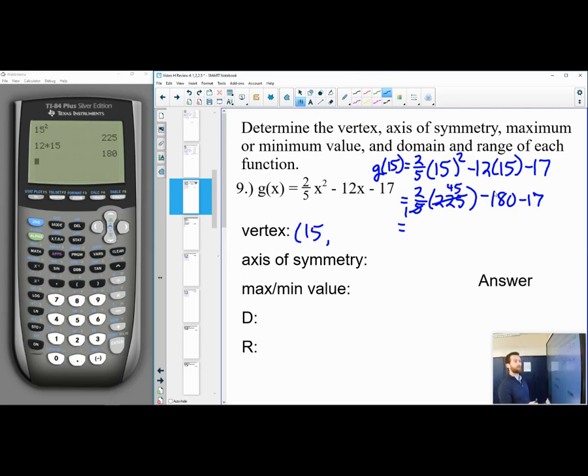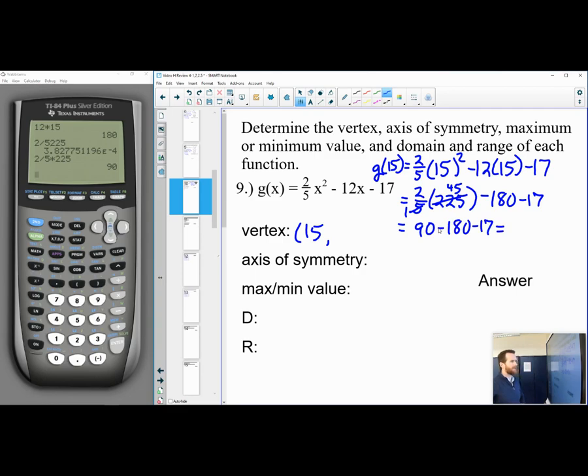I will double check myself after I finish this. So then 2 times 45 would be 90. So let me double check. 2 over 5 times 225, 90. I think I did it faster in my head. I can't even work the calculator. Minus 180 minus 17. Let me think.